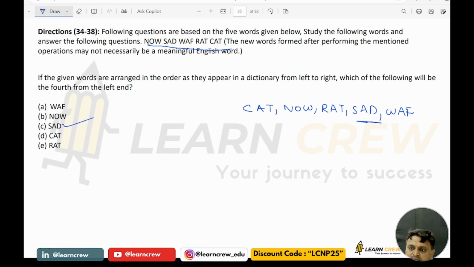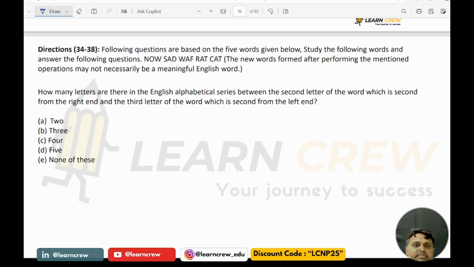Next, how many letters are there in the English alphabetical series between the second letter of the word which is second from right hand, and the third letter of the word which is second from left hand? So second from left hand is sad, third letter is D, and second from right hand is rat, the second letter is A. Between A and D you have B and C. So there are two letters.